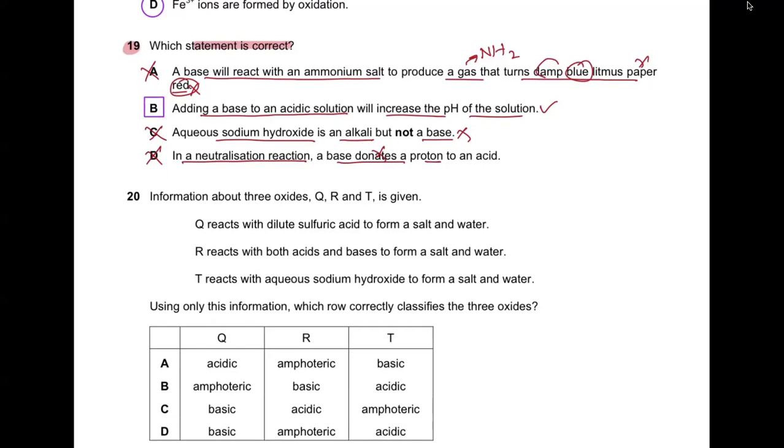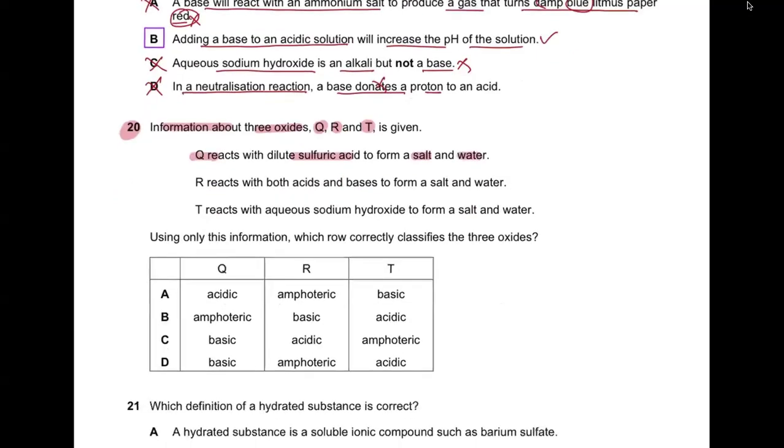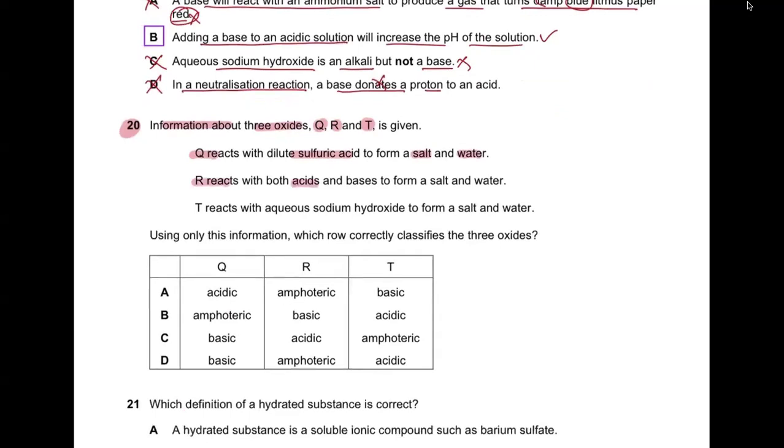Okay. Now, MCQ number 20. Information about three oxides Q, R, and T is given. Q reacts with dilute sulfuric acid to form salt and water. Okay, so Q will be either an oxide or hydroxide. R reacts with both acid and bases to form salt and water. So it's amphoteric. Okay, so Q is a basic oxide, R is an amphoteric oxide.